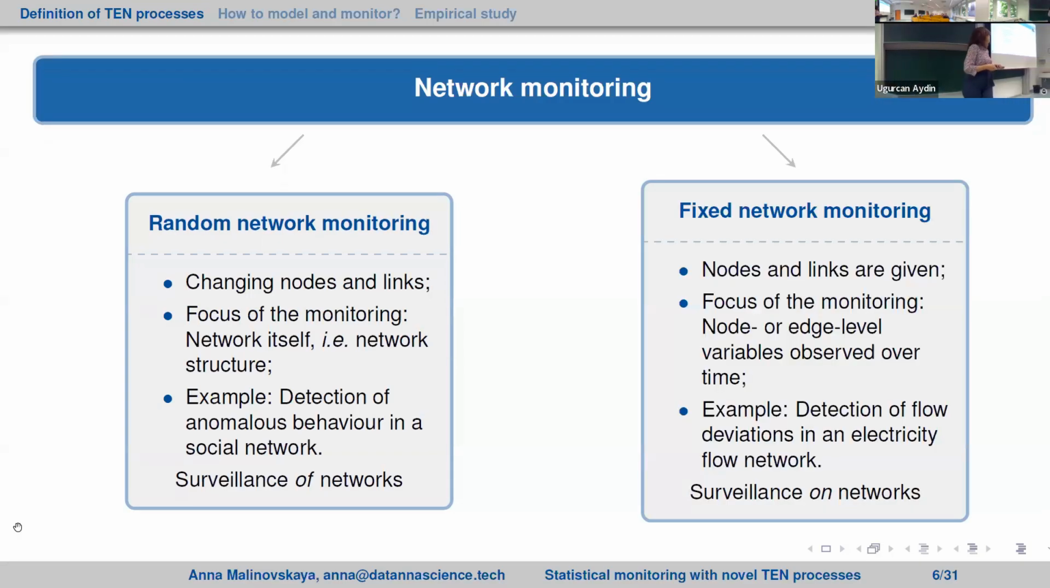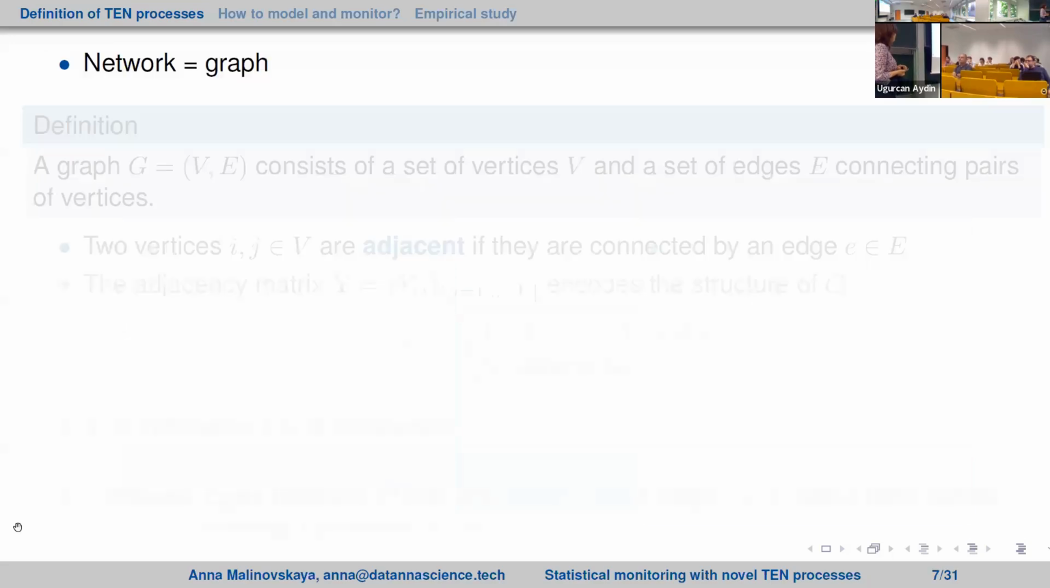What we, however, focus on today is the fixed network monitoring. That is where the nodes and links are given. So we don't have some randomization in how the nodes are connected, because we have just a static structure. And what happens then is we either have to look at the node processes or edge processes and observe them over time and understand whether the network is still in its normal state. An example is again this detection of flow deviation, for example, electricity flow or some internet traffic and so on. And here we would speak rather of surveillance on networks.